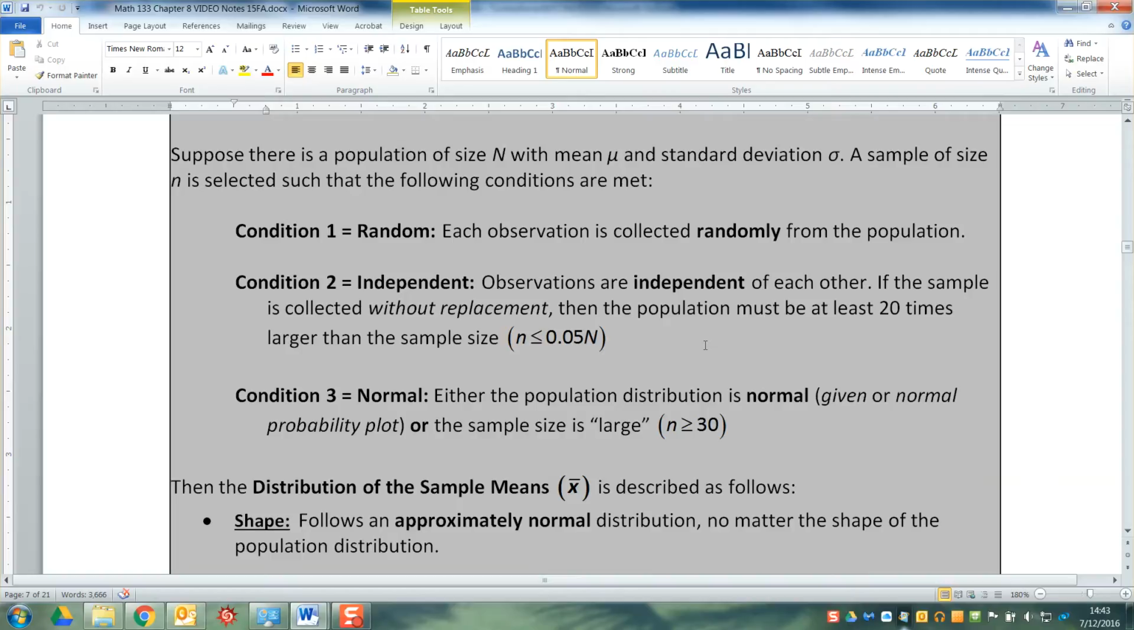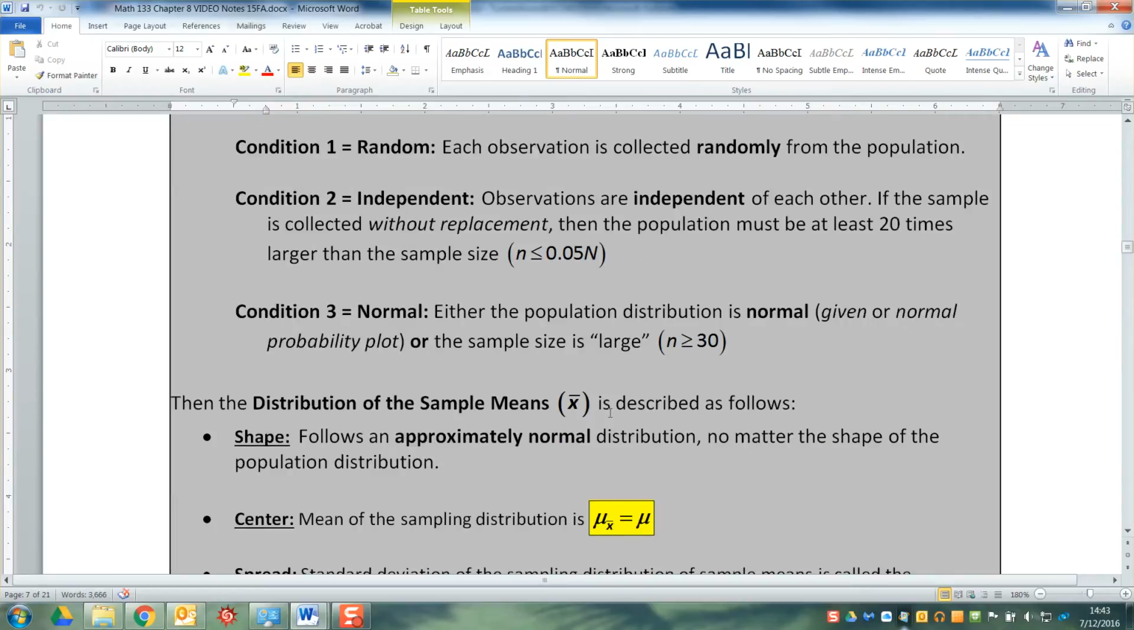And then the last condition is that the distribution is normal for the population. Now that can either be given to you, that you know it's normal, it's written in the instructions somewhere, or you see a normal probability plot, or you can fudge it if your sample size is large enough. In our textbook we'll just say bigger than 30. 30 is not actually large enough sometimes, and sometimes it's more than enough. It just depends on the problem, but the rule of thumb we're going with in our book is 30.